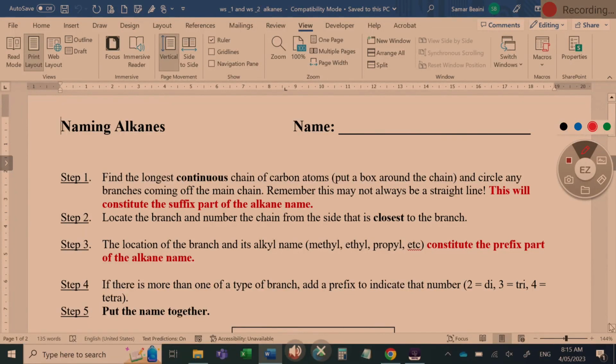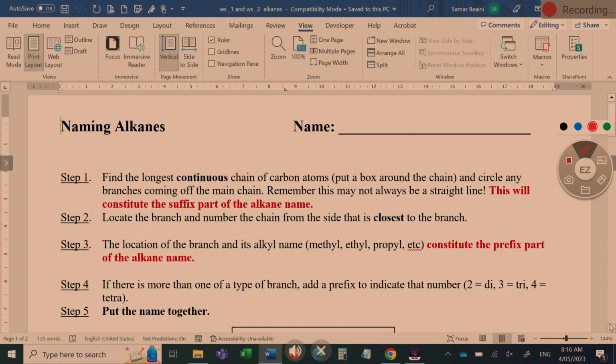To name alkanes, the first step is what? Don't look at the slide, just tell me. What do you do first? Stay away from the prefix and suffix for now. Find the longest chain. Find the longest chain.